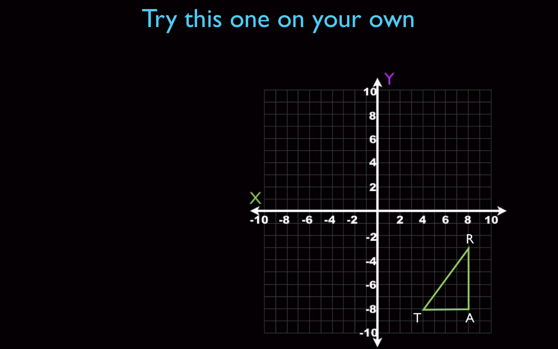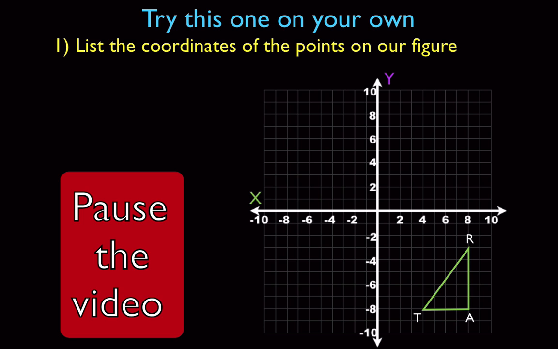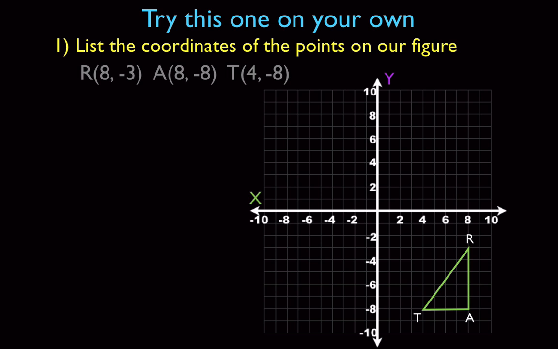Okay, let's try another one. So here you can see we have what appears to be a right triangle. And I want you to go ahead first and draw the triangle and then list the points R, A, T as ordered pairs. Okay, so what we're going to do now, the points are 8, negative 3, 8, negative 8, and 4, negative 8.